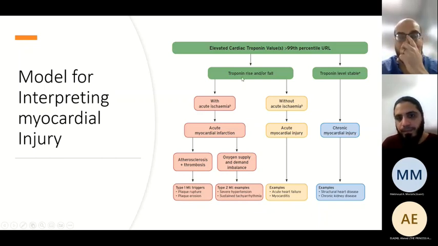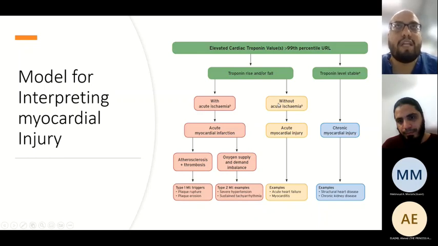But if you found that there is a rise or fall pattern of the troponins, then you need to ask yourself, is it due to acute ischemia, or is it without acute ischemia? If it is without acute ischemia, for example, let's say sepsis, and the patient doesn't have any cardiac symptoms at all, and the ECG is fine, and the troponin is done on admission as a baseline, as part of the recommended evidence, then this is an acute myocardial injury, possibly due to sepsis rather than anything else.